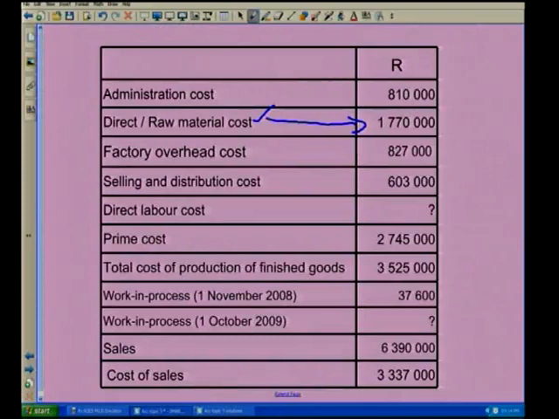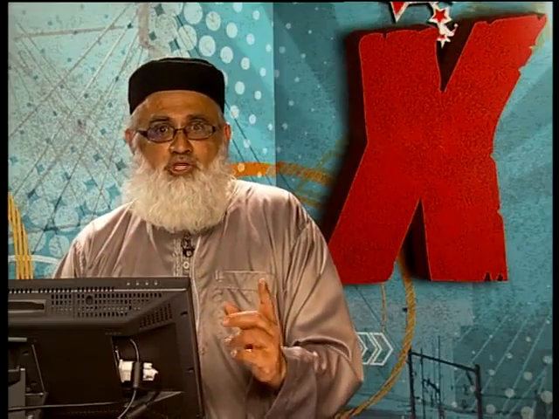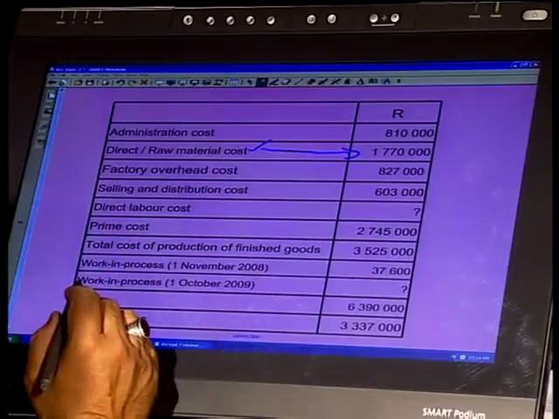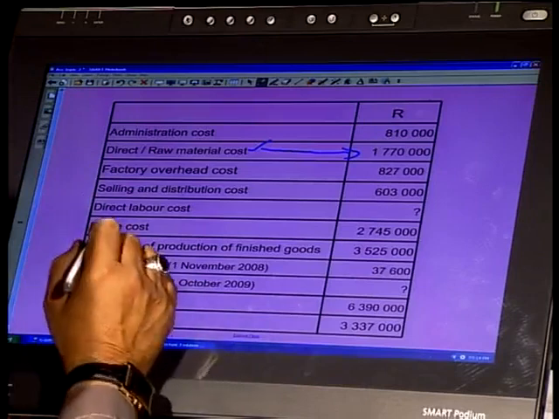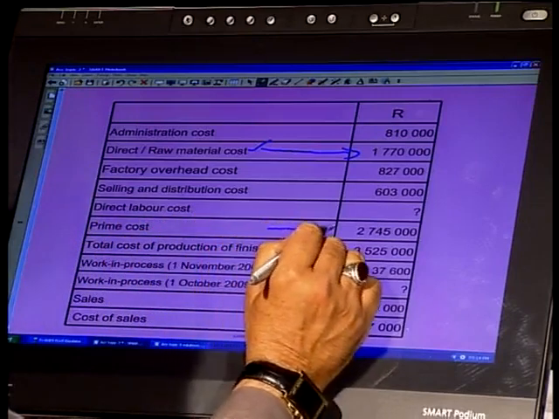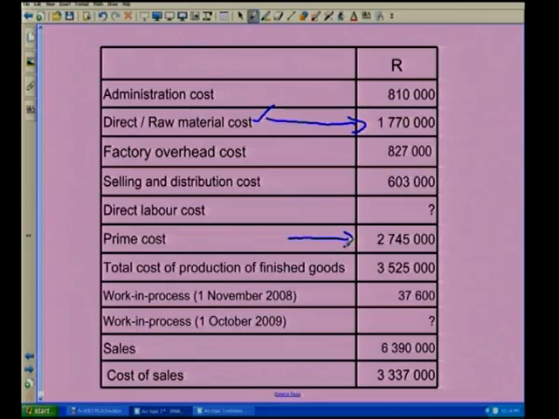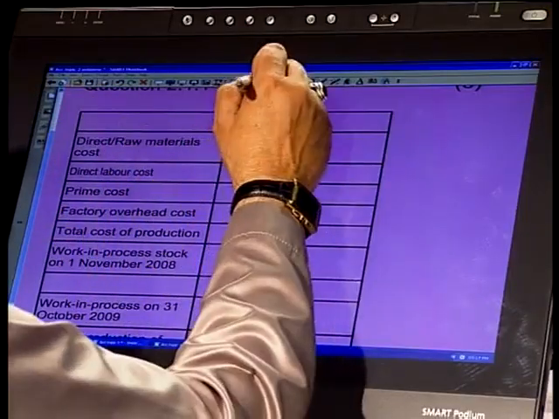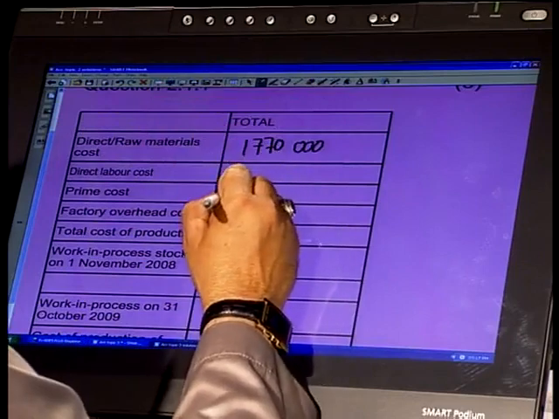What do I need next? Next, I need my direct labor cost. Can you see that? Direct labor cost. So, into my question, direct labor cost: a question mark. Now what do I do? Panic? Certainly not. As I said, don't fear when Ashraf is near. Let's look at the information that's given to us. What do I know? If I look closely at the question, I see that I'm given something called prime cost. Do you see that?